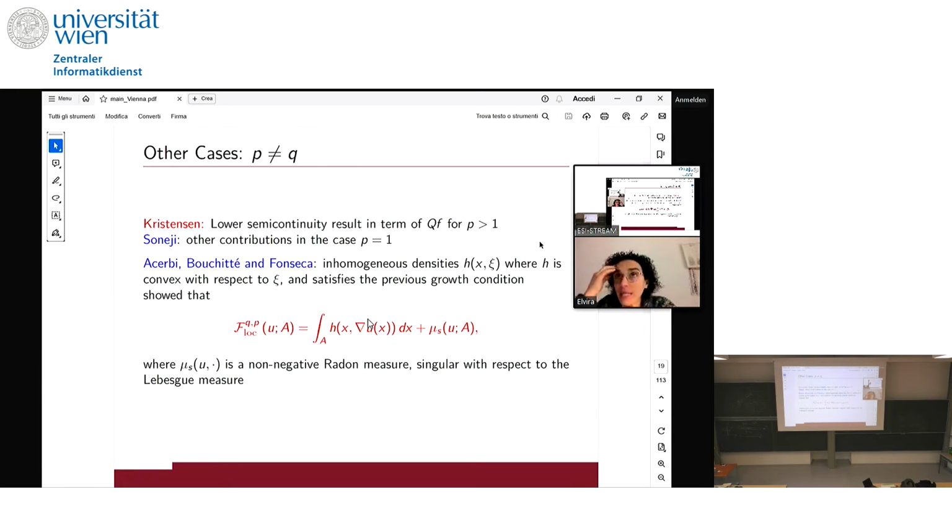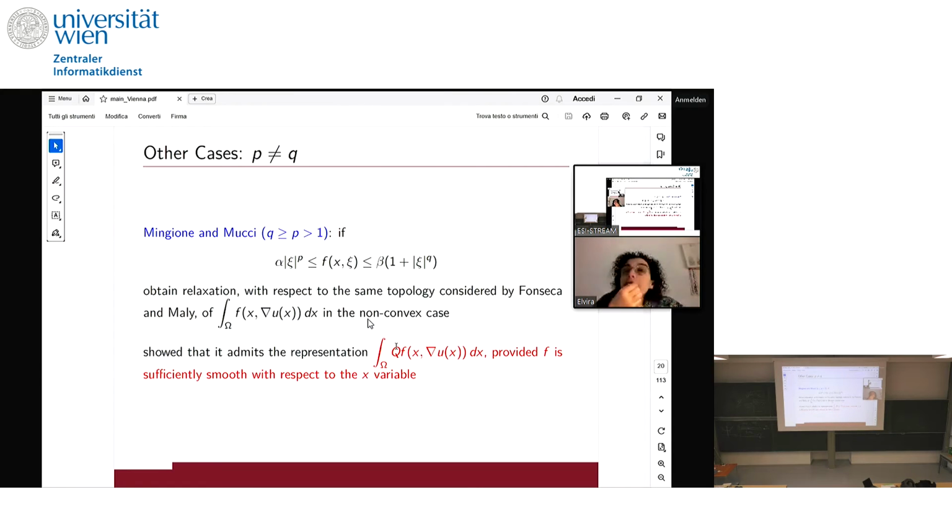In the case where there is inhomogeneity and the original density H is convex, Acerbi, Buttazzo, and Fonseca have proven that F_{q,p} loc is indeed a measure which has as bulk part H itself, as it is natural to expect, plus a singular measure mu, which is singular with respect to Lebesgue. And the point is that not much better can be done. And in fact, the same analysis has then been extended under certain assumptions by Mingione and Mucci, still in the Sobolev setting.